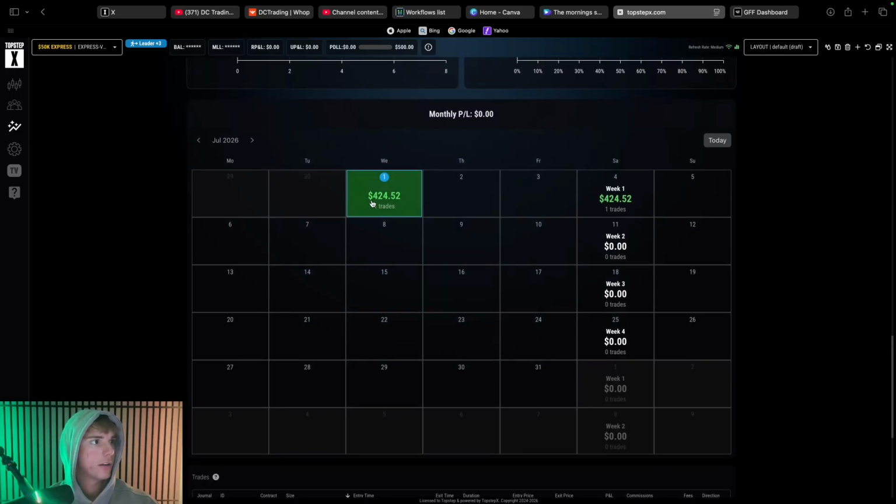And right here, you can see I made $424 times 5 accounts, because I took it on my leader account and I have an extra 4 accounts, equaling over $3,000 on the day.